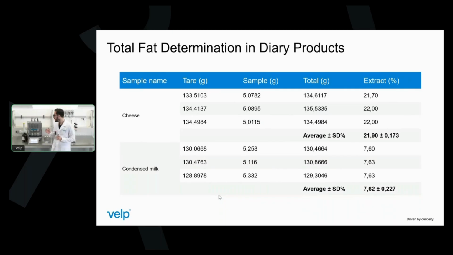Our results with the SER 158 have been compared with some BIPEA standards that we have analyzed, and our results, both for direct extraction and for total fat determination, are in line with the BIPEA tolerance range.